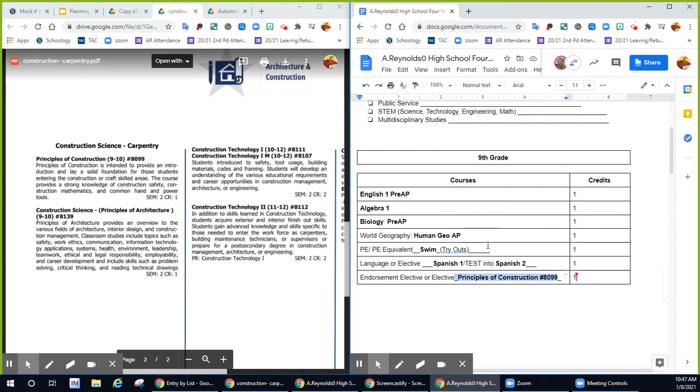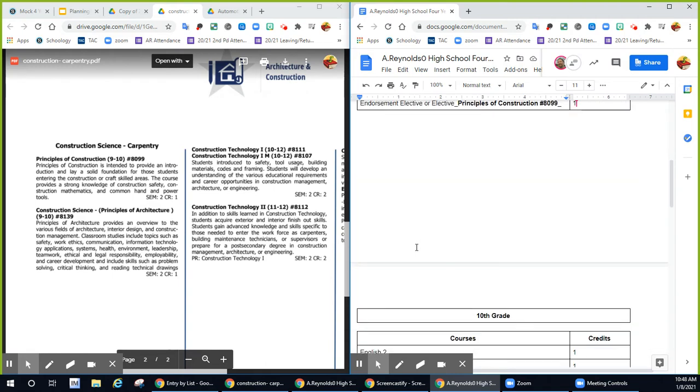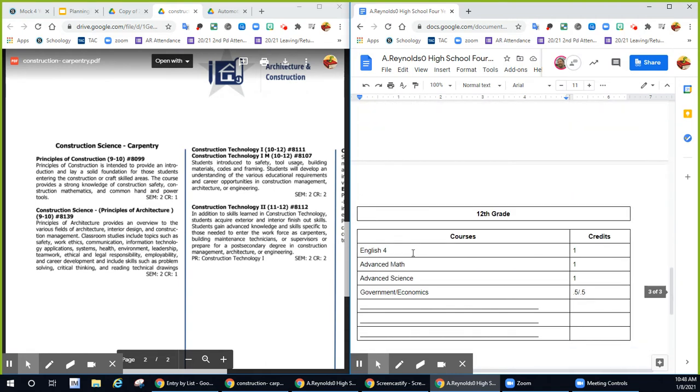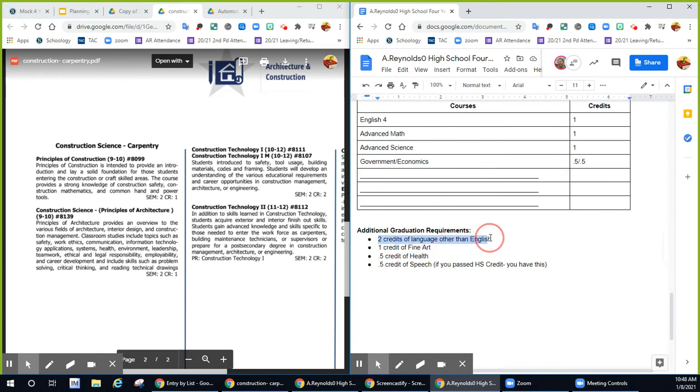So double check with your Spanish teacher, but if you're done with it, then what I would do is for language, when you're writing in here, then you can just put next to it, done. And then next to it, you can take up an extra elective or something that helps you with your endorsement. So that way, once you get down here, you can go ahead and highlight it and bold it and say, I finished my graduation requirements for my language.